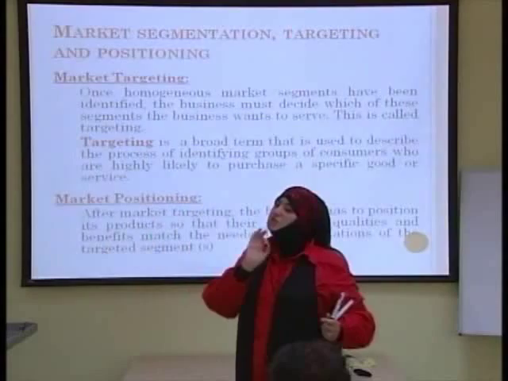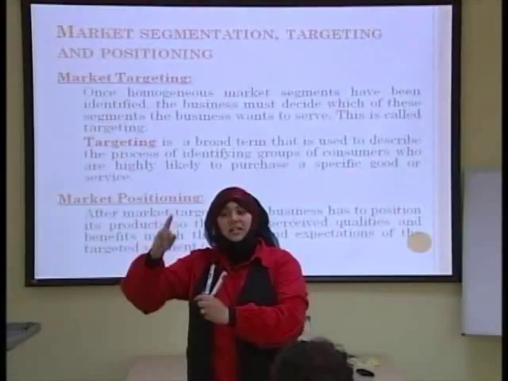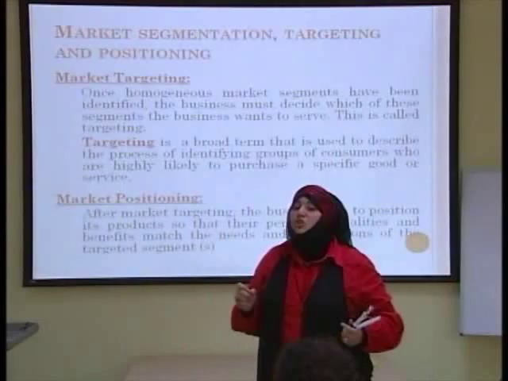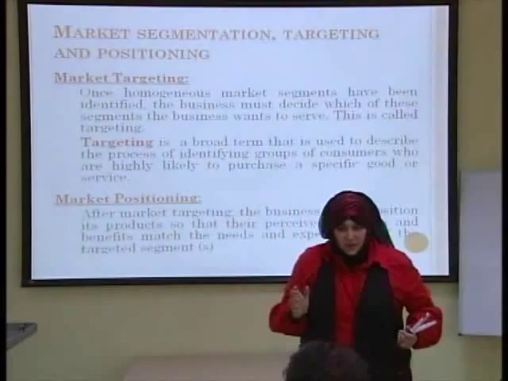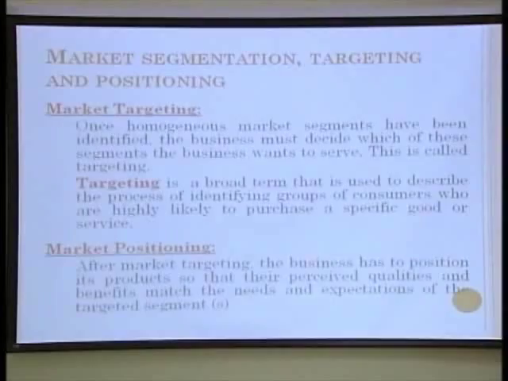Sometimes you decide on serving this segment, but you are not able to convince them with the qualities and benefits of the product. You are not able to convince them that this product is matching what you need and want. Okay? So, which means that you did not do the positioning well. You made a mistake in positioning your product. All right, very good. So the whole chain is segmentation, targeting, and positioning.